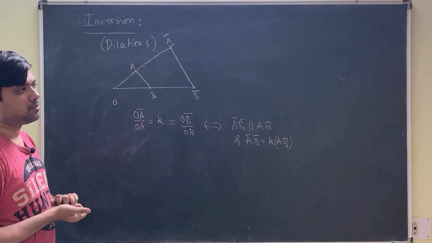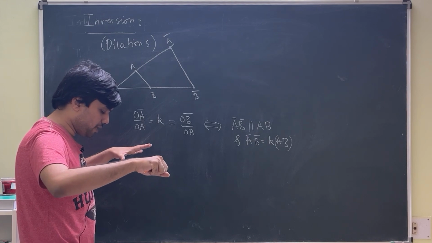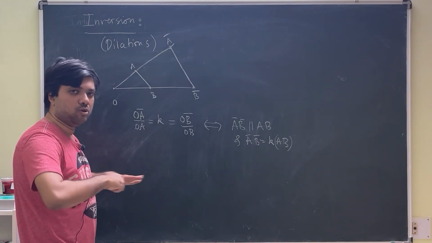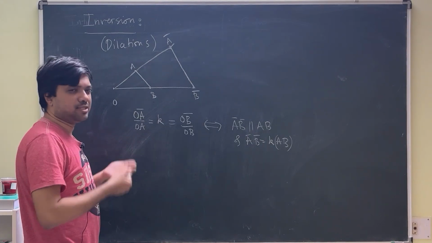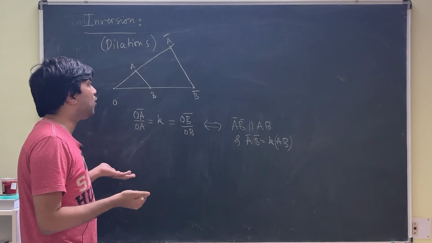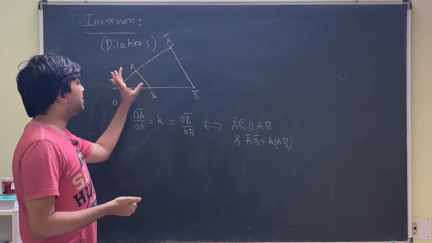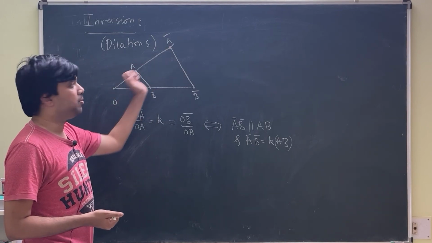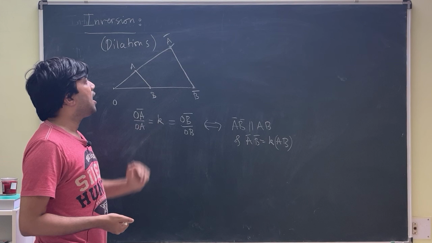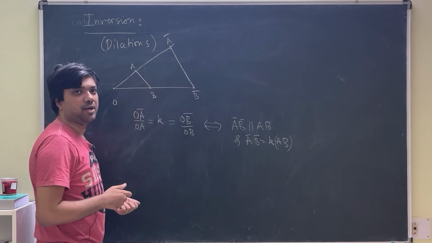So what's the summary? If you dilate all the points of the plane from a point O with a certain factor k, it doesn't actually matter what the factor is. If A goes to A bar and B goes to B bar, then the segment AB goes to the whole segment A bar B bar. The segments entirely go, and further, the segment A bar B bar is k times the segment AB.